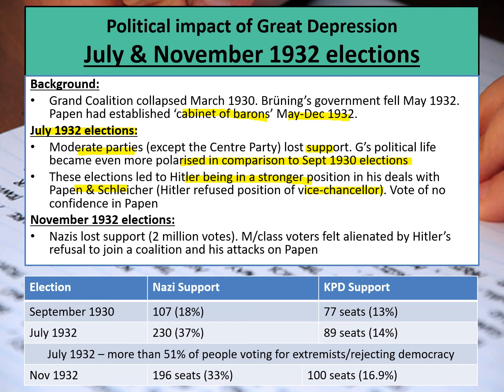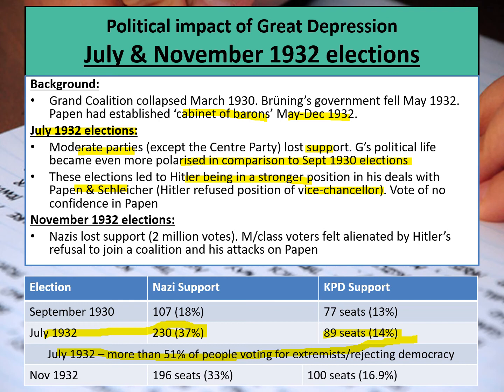So the July 1932 elections are really crucial. And remember, this is where the Nazis go to 230 seats in the Reichstag, or 37% of the vote. So it's basically matching the support from April 1932, where Hitler had almost 14 million votes and 37%, suggesting that he should be the president. And as you can see in those elections as well, the communists have gained some support and have gone to 89 seats, 14%. And generally, obviously, we can see here in the July 1932 elections, more than 51% are voting for extremists and therefore voting to reject democracy.